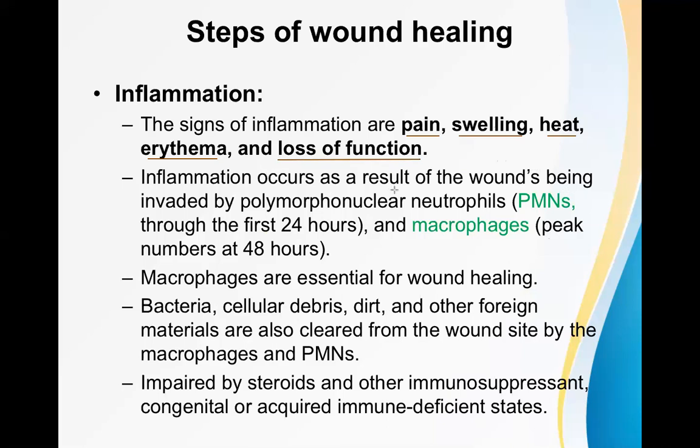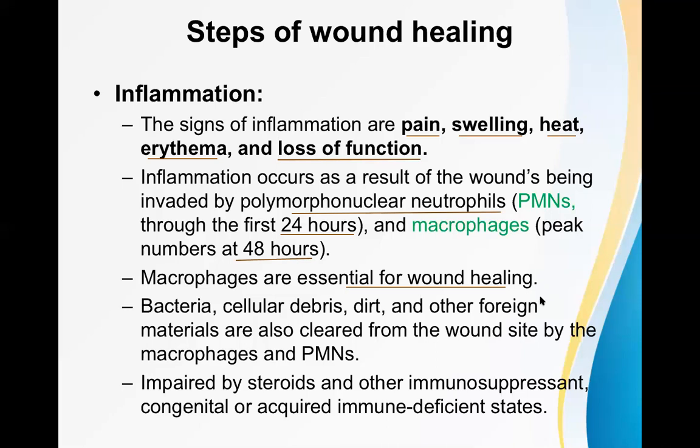Inflammation occurs as a result of wounds being invaded by polymorphonuclear neutrophils, okay, through the first 24 hours, and macrophages, okay, which attains its peak number at 48 hours. That's why it is also divided into early inflammation and late inflammation. Early PMN and late macrophages. Macrophages are very essential for wound healing because they release certain factors which are necessary for wound healing.